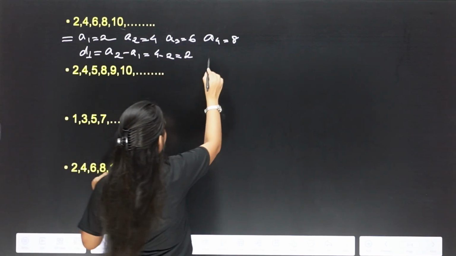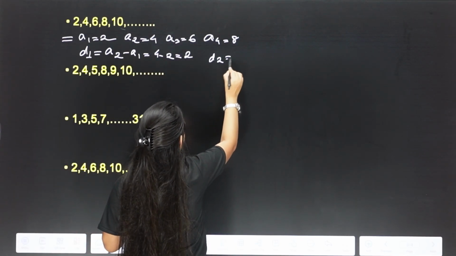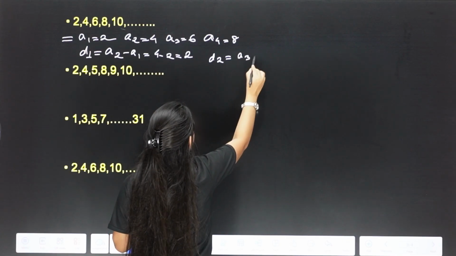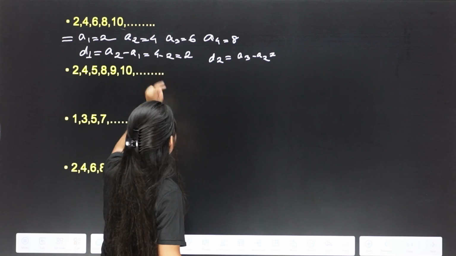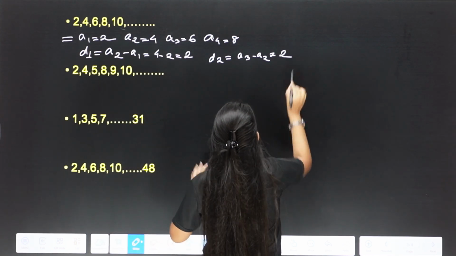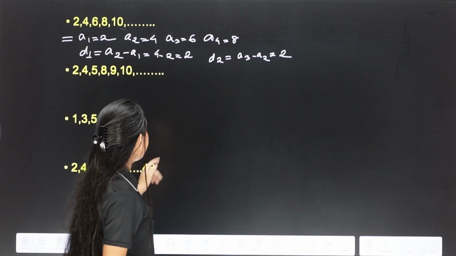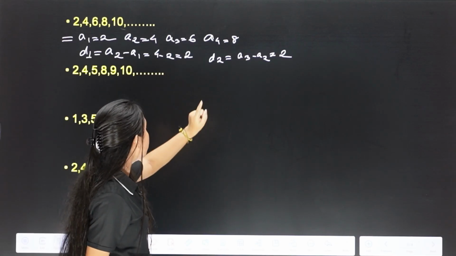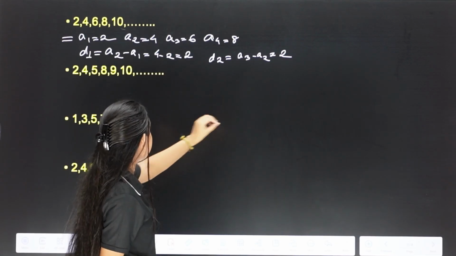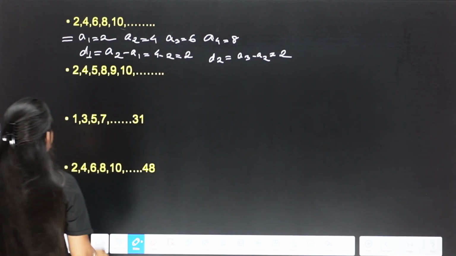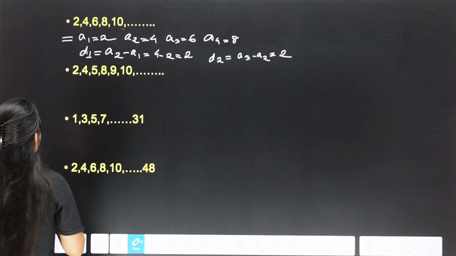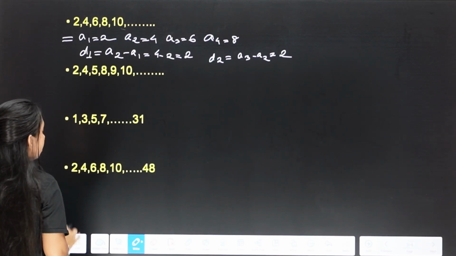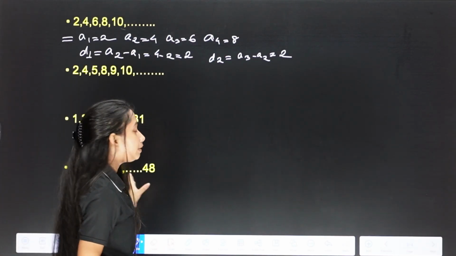Again, if we are asked to find the second common difference, D2 is equal to A3 minus A2, that is 6 minus 4, which is 2. If we find D3, we get 8 minus 6, which is equal to 2. So all the common differences are the same. Since the common differences are the same, the sequence which we are given is an arithmetic progression, that is, an arithmetic sequence.